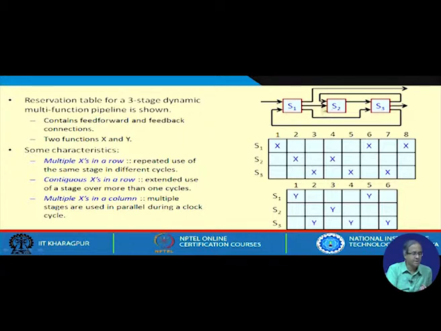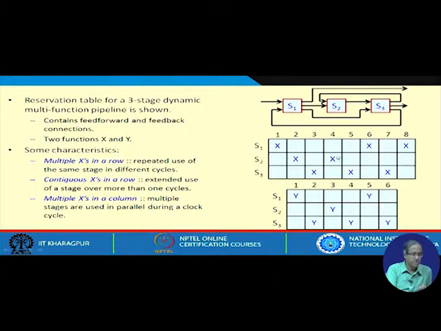Sometimes you may need a stage for an elongated period of time. So, you can have 2 consecutive x's side by side, contiguous cross marks in a row, which will mean extended use of a stage over more than one cycle. Sometimes a computation may require a stage for 2 cycles. So, there will be 2 x's side by side.